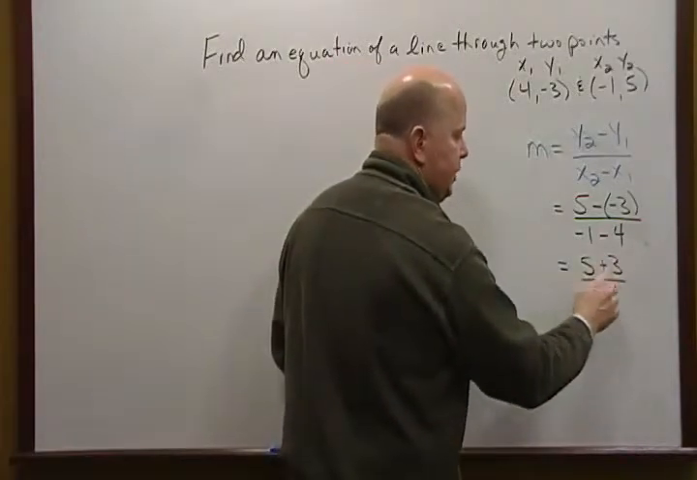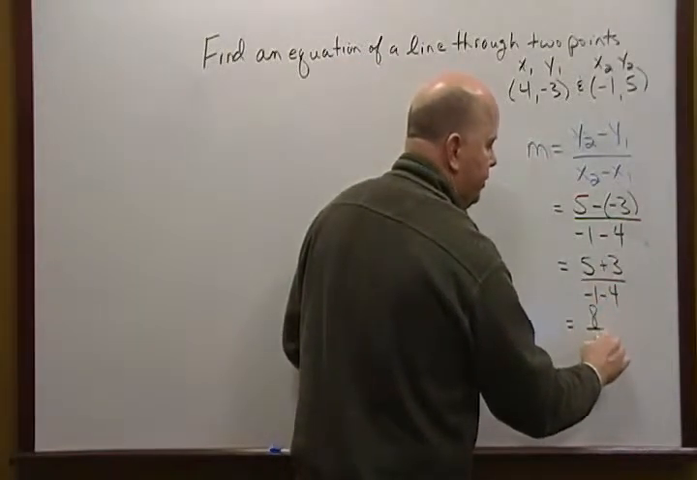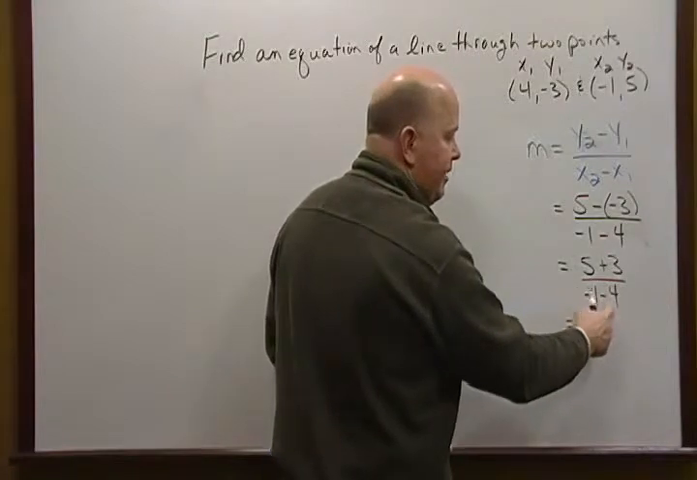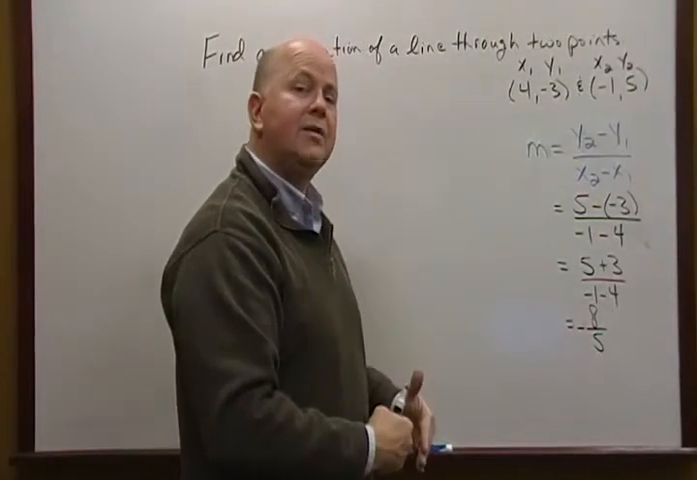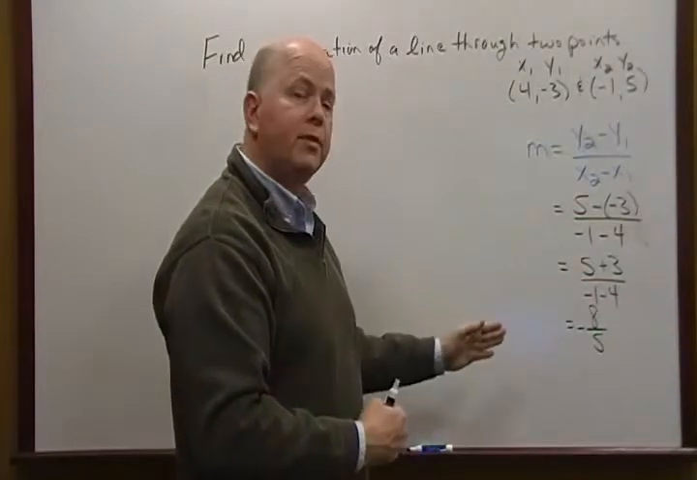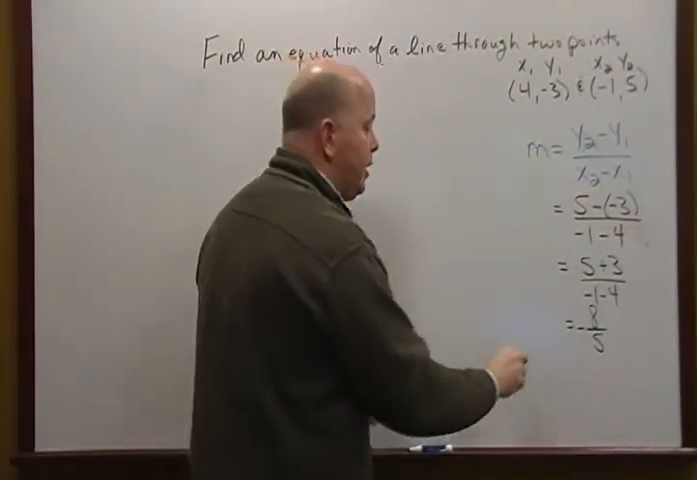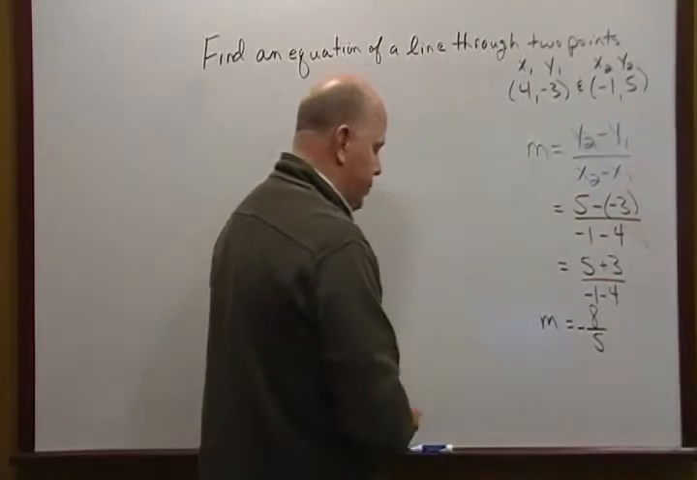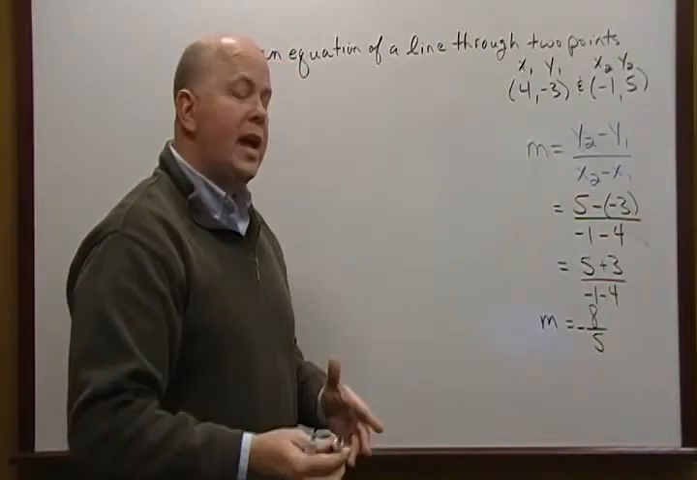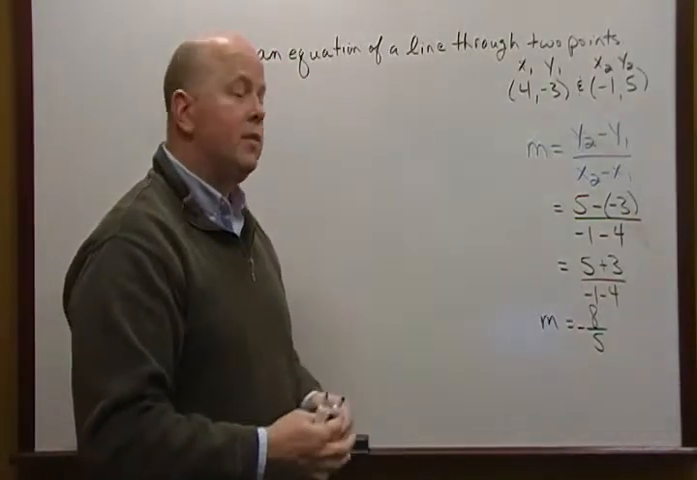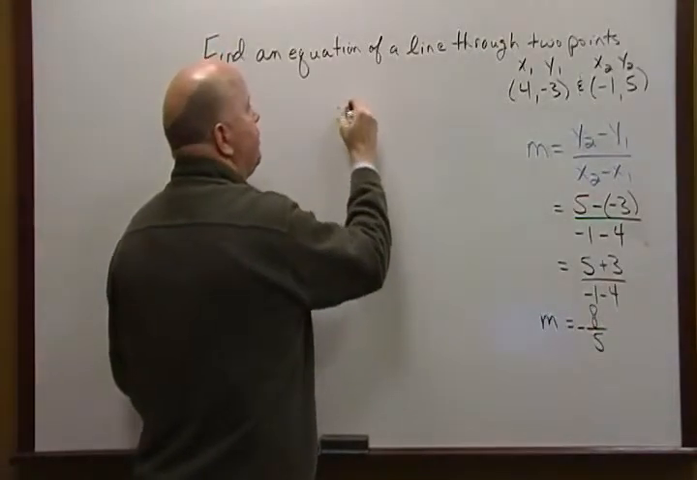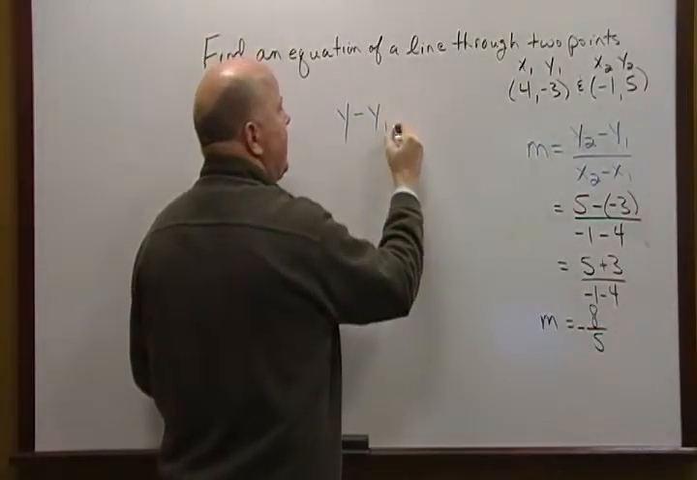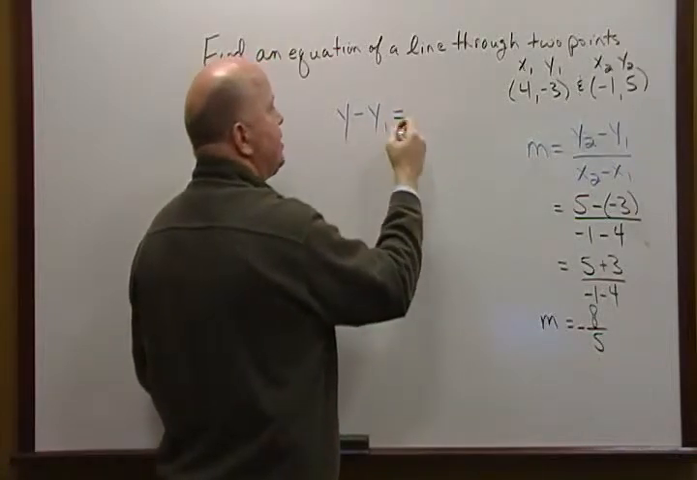So this will be simplified to 8 over -5. We can put that negative out in front as well as leaving it in the denominator. Both of those will be equivalent. So this represents our slope. Now that we have the slope, there are 2 methods in general that we can use to find the equation of the line. The first we're going to do today is using the point-slope form.